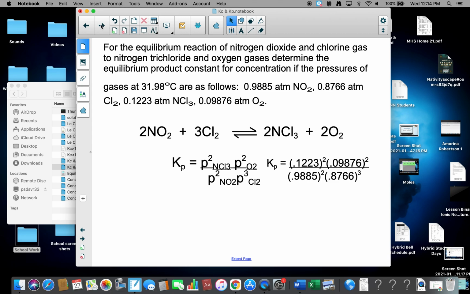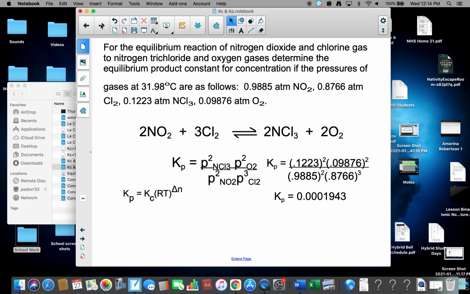All right, put our values in. 0.1223 squared times 0.09876 squared divided by 0.9885 squared and 0.8766 cubed. We get 0.0001943, but that's not what I asked for. I asked for Kc, for concentrations.